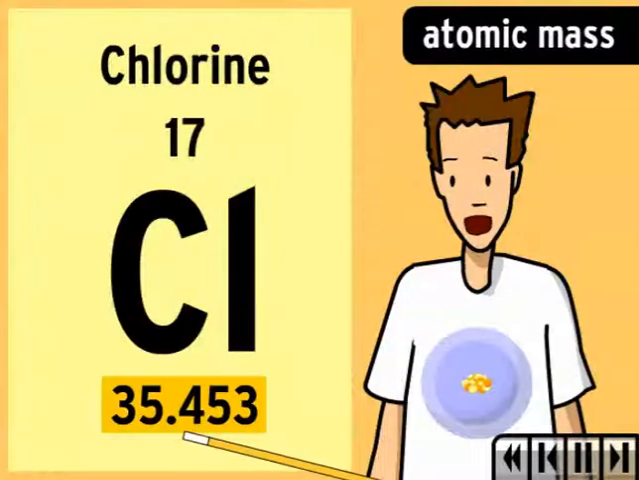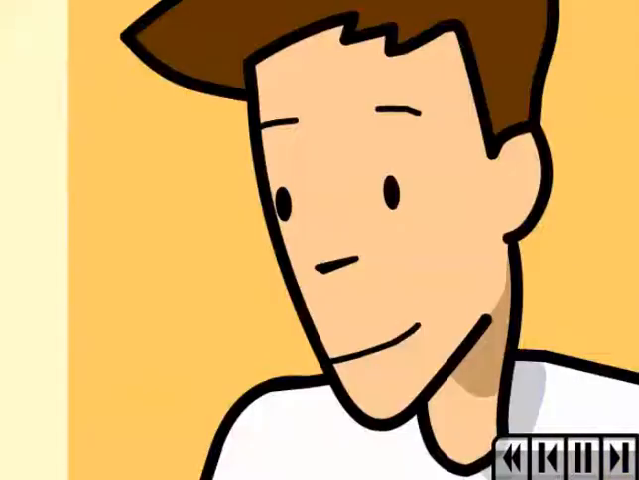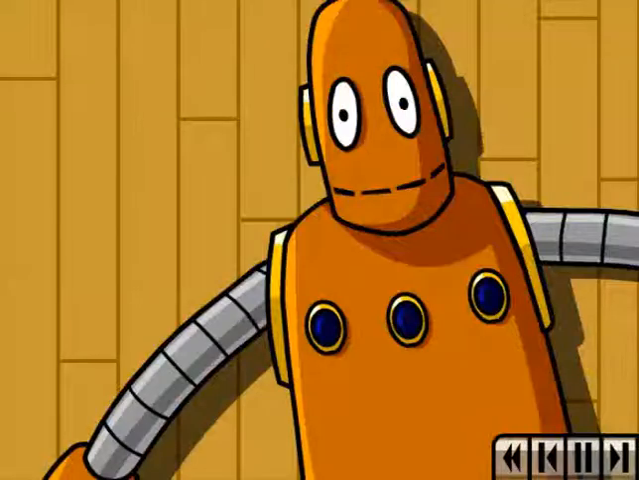This number is the atomic mass for chlorine, and it tells you how heavy chlorine atoms are compared with atoms of other elements. Atomic mass is measured in atomic mass units, or U, so chlorine's atomic mass is 35.453 U. Well, the atomic mass you see on the periodic table is actually just an average mass. Not all atoms of a given element have the same atomic mass. So every chlorine atom has 17 protons no matter what, but the number of neutrons can vary. Some chlorine atoms have 18 or even 20 neutrons.